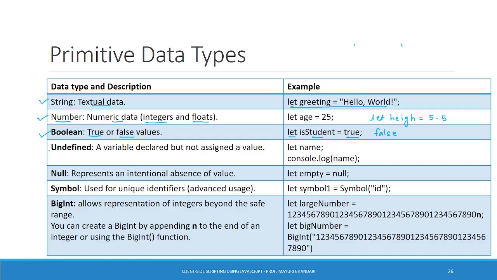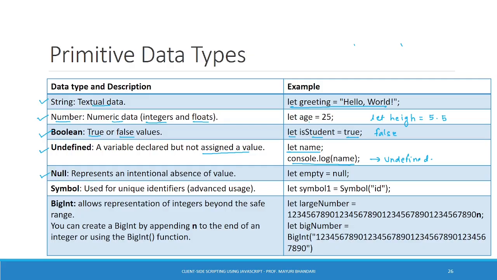Then next, a different data type is undefined data type in JavaScript. So when you declare some variable but do not assign any value to it, it becomes undefined like this. Here I have declared one variable name and logging the value of name into console. This will give you undefined. So undefined is a data type in JavaScript.